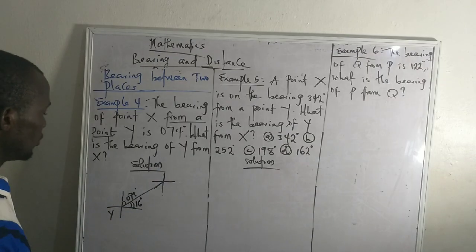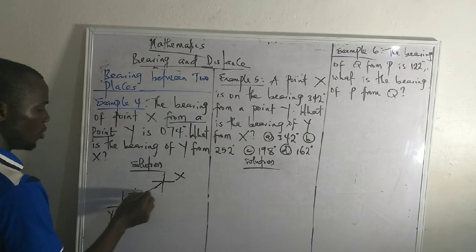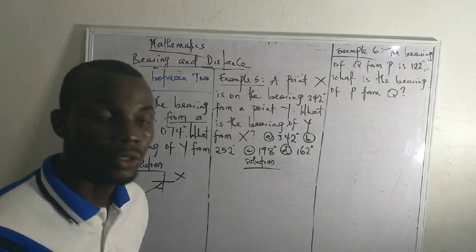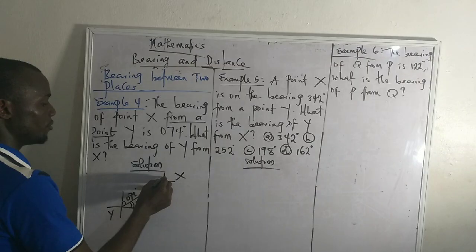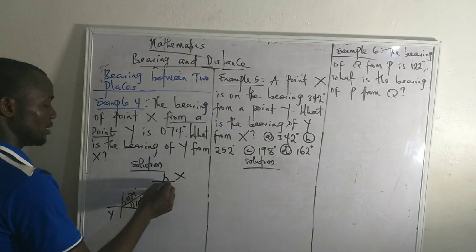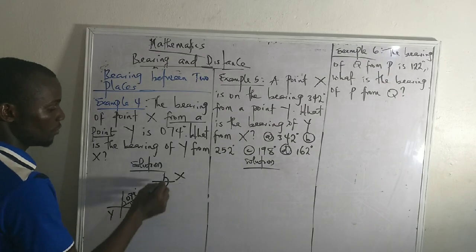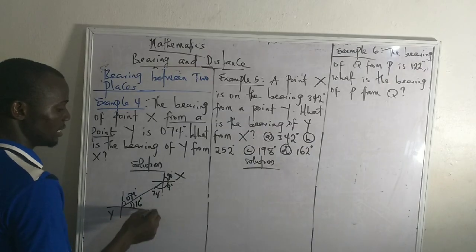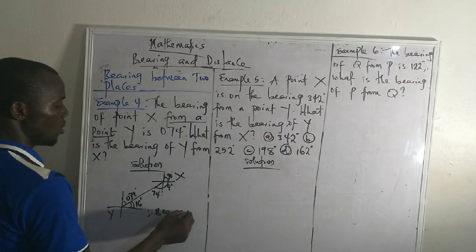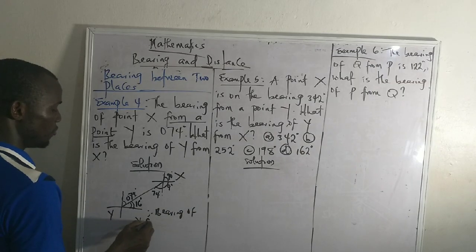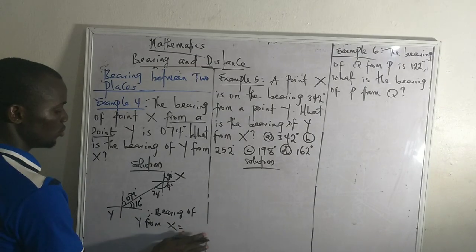from X. So this is our point X. This is where we are. They said, if here is 74, what do you think will be here? By alternate angles, here is also 74 degrees. So if it starts from this place, 90, to this place, another 90, what is the bearing? So that's what we're looking for. This is 90 degrees, and 74. So we can say, therefore, bearing of Y from X equals to what? Equals to the addition of everything.